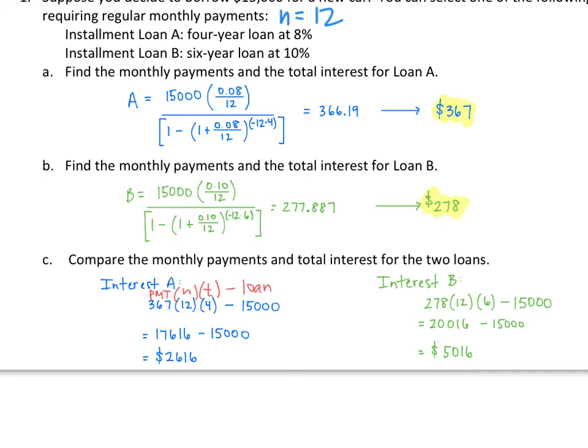So what you should really think about is, yes, even though loan A has higher monthly payments in a shorter amount of time, it's worth it because you're going to pay significantly less in interest. So those are some things you need to think about.